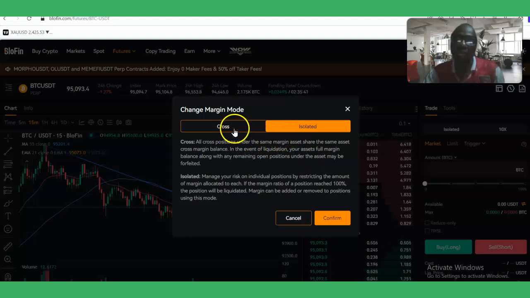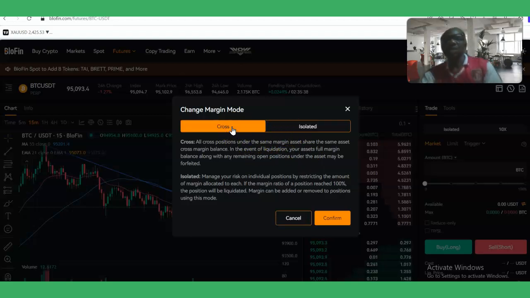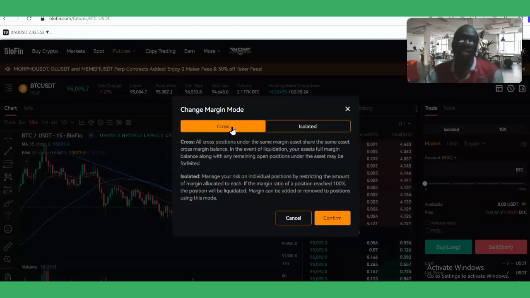So assuming you are using cross, if you have money in your spot trading and you have limited money and the trade is against you on your futures, it will go across your futures and start using that of spot trading, or any other of your accounts in the exchange. That is why we prefer to use isolated, except maybe the trade is against you and you think it can no longer go beyond that area, you want to support it with a fund, then cross will be good for you.